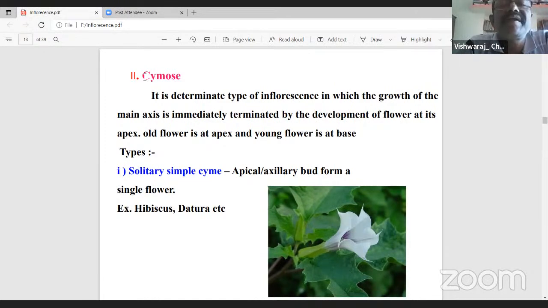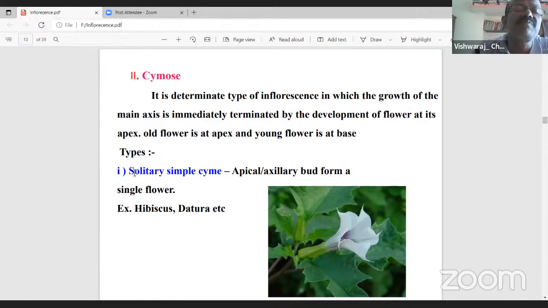Cymose is a determinate type of inflorescence in which the growth of the main axis is immediately terminated by the development of a flower at its apex. It is determinate; we can determine how many flowers. But in racemose, we cannot determine it; it is indeterminate. Old flowers are at the apex, and young flowers are at the base.